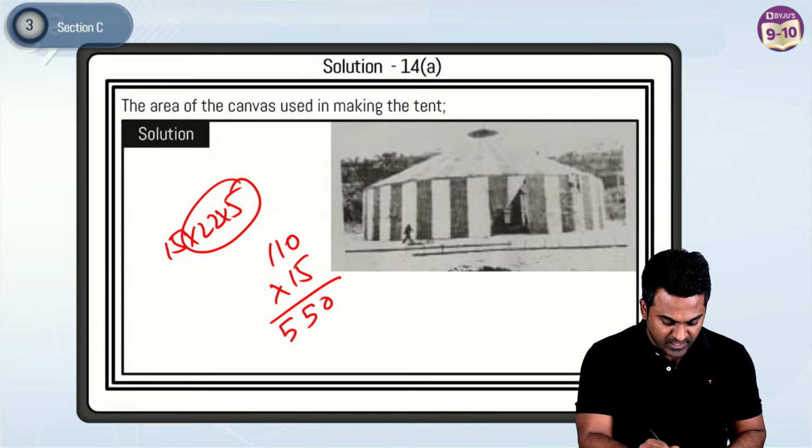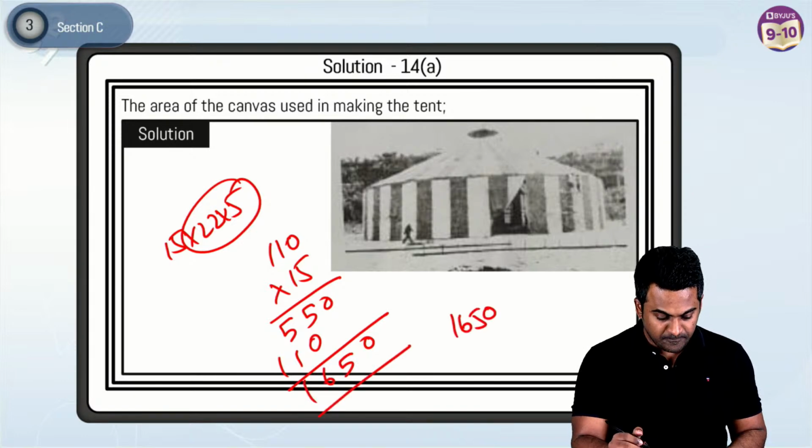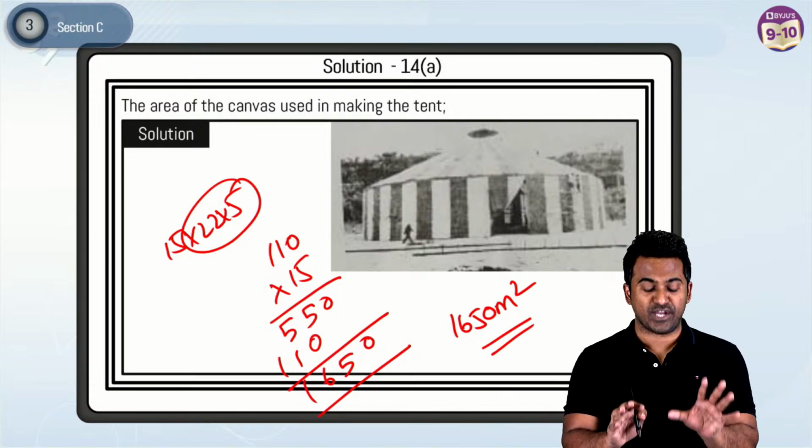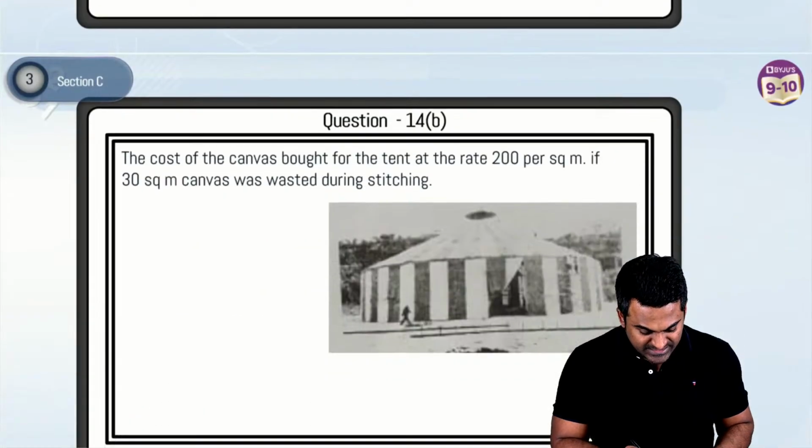So 0, 5, 5, 0, 1, 1. So this is 0, 5, 6, 1. So 1650 meters were the units, I believe. Meter square is going to be the lateral surface area required. So this is the area of the canvas, 1650.